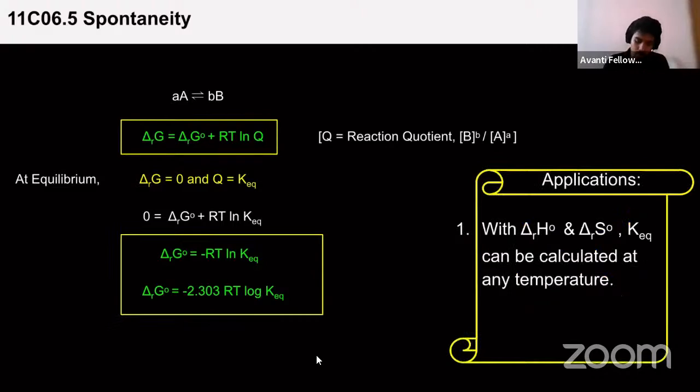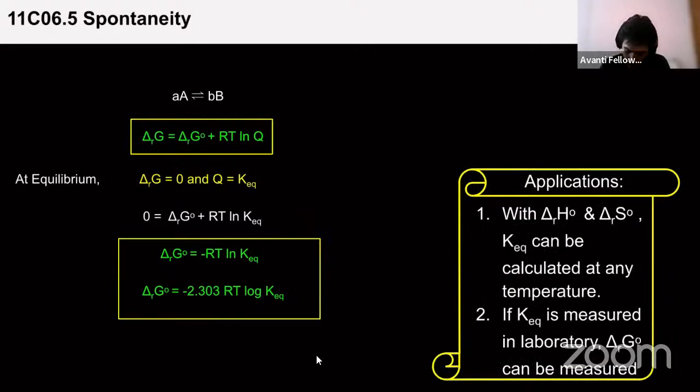The applications are that we use this delta G naught value so that we can calculate enthalpy and entropy value indirectly, right? If you know delta G naught, you can calculate enthalpy or entropy also. Now, one more point is, if K equilibrium is measured in the laboratory, delta G naught can be measured. That's what we are saying. If you can find out the equilibrium constant of a reaction, then automatically you will be finding the standard Gibbs free energy of a reaction.